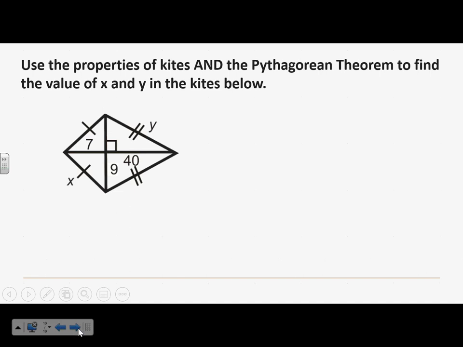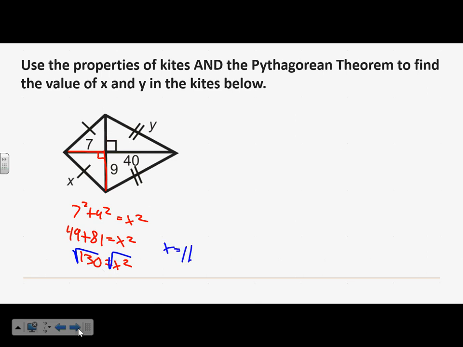You might have one like this, use the properties of the kites and the Pythagorean theorem to find the value of x. So this is 7, this is 9. So 7 squared plus 9 squared, that's a 90-degree angle, is equal to x squared. 49 plus 81 is equal to x squared. 130 is equal to x squared. And take the square root of both sides. Again, this is just Pythagorean theorem. Don't make this harder than it is. I ended up getting my x is 11.4.